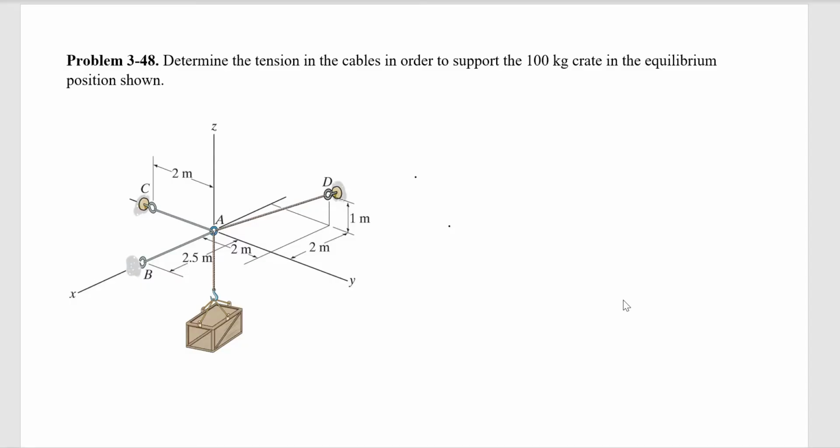Hello everyone, we are going to solve problem 48 of chapter 3. Determine the tension in the cables in order to support the 100 kilogram crate in the equilibrium position shown. So this crate is supported by a rope and two cables.